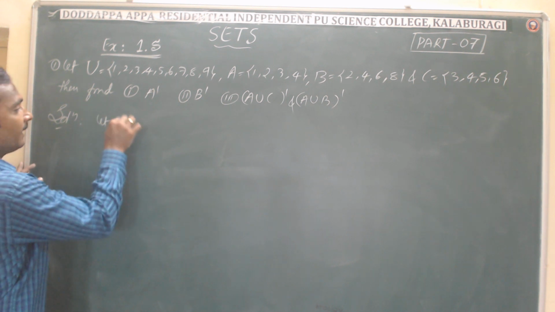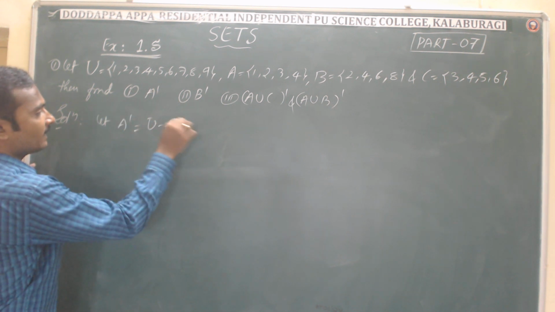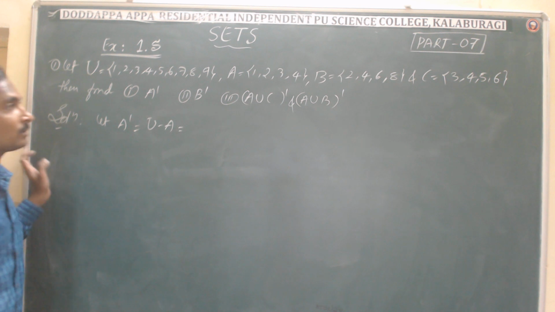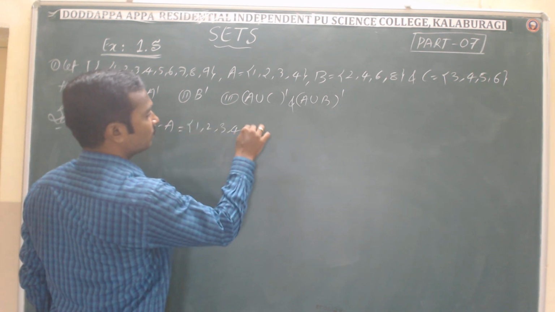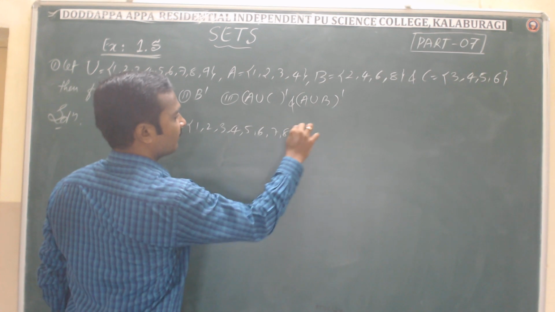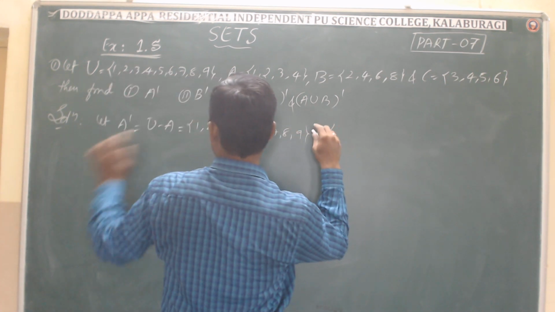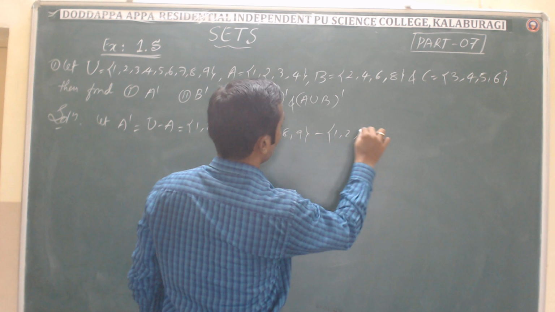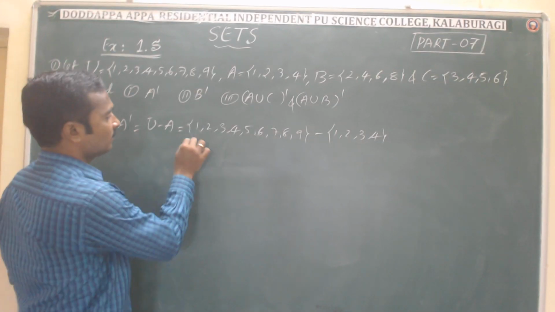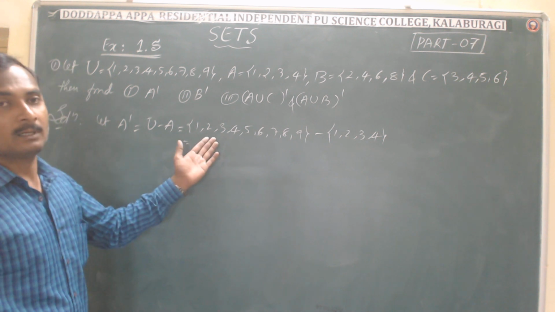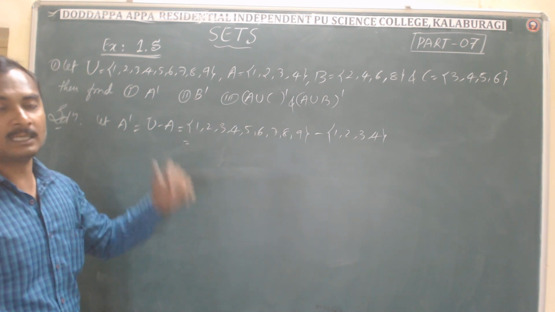Let A complement is U minus A. So what are the elements of the U? The elements of the universal set are 1, 2, 3, 4, 5, 6, 7, 8, 9, and the elements of the set A are 1, 2, 3, and 4. So let us find the solution for this. The set A has to be subtracted from the set U.